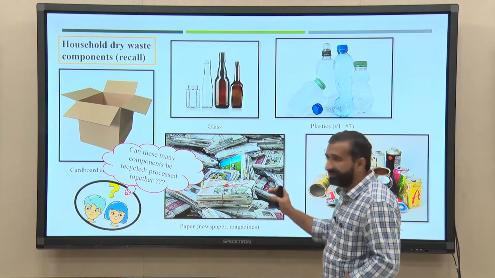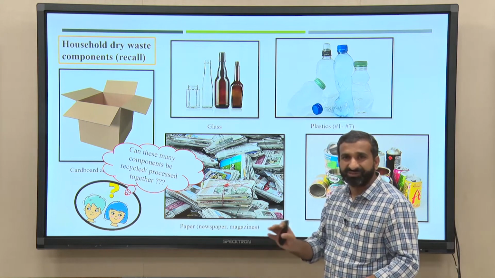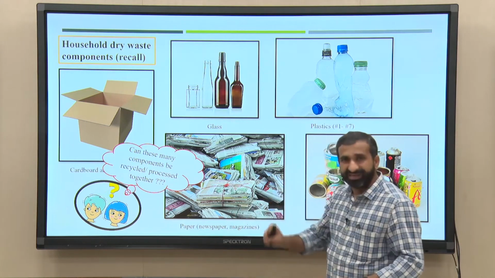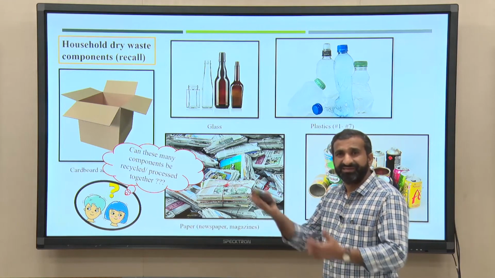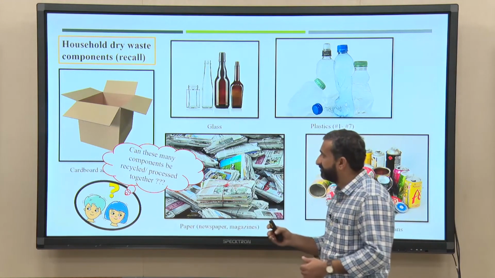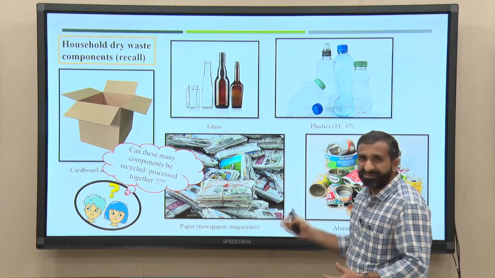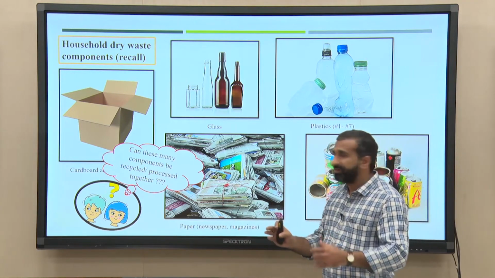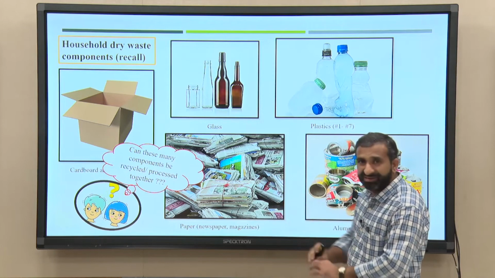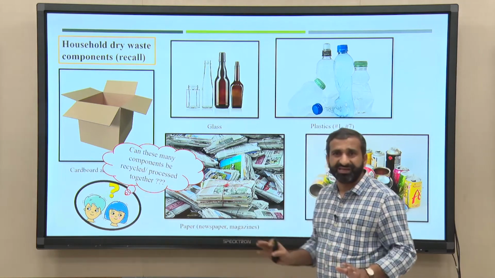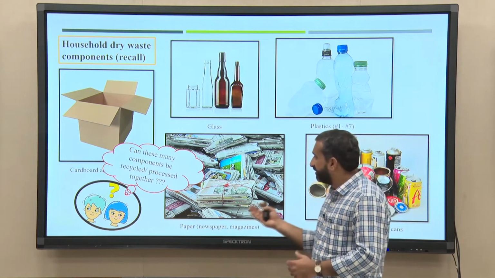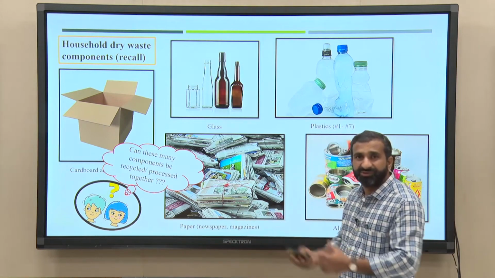Because for every recycling process, re-segregation is required. When you go for glass, there is a different recycling process; for metal, a different recycling process; for paper and plastic, different recycling processes are available. But mixed waste can't be recycled.